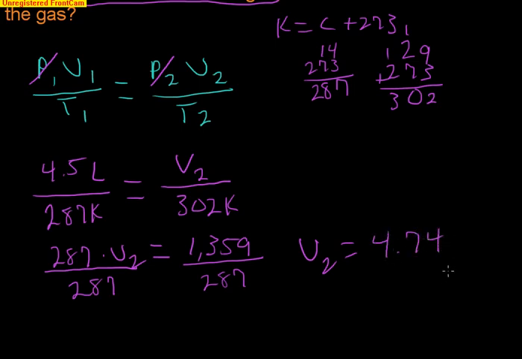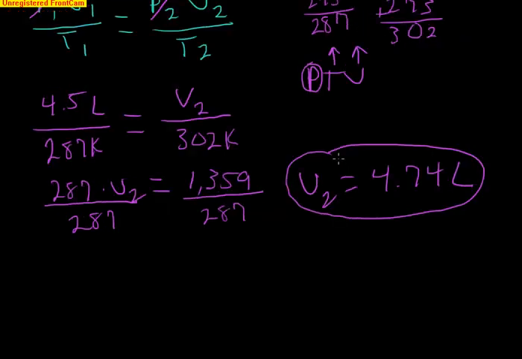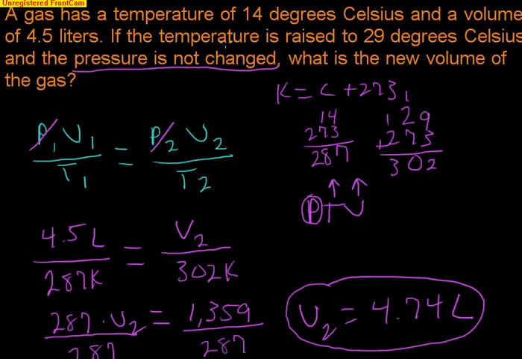4.74. Now, if we look at the units, volume is measured in liters. That's what we started with, was liters. So we're going to keep the same unit on our final answer. So it's 4.74 liters is our final answer. And that actually makes sense, because among pressure, temperature, and volume, if we hold pressure constant, when we increase temperature, volume is going to go up too, because they're directly proportional to one another. In the problem, it says the temperature is raised to 29 degrees Celsius, so the temperature increases, so we would expect the volume to increase.